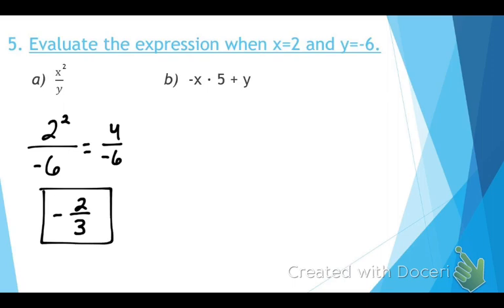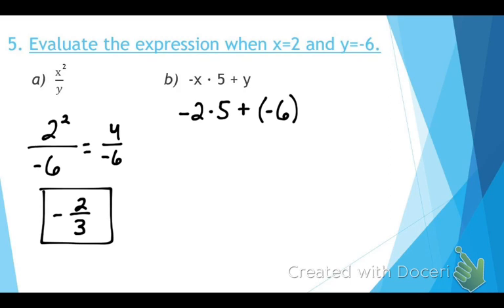Next one. Plug it in, plug it in. Instead of negative x, what will I have? Instead of x, you have negative 2 times 5. And what do I add? Plus y, which is negative 6. Please make sure you plug everything in first. Now, I don't want you to do the work in your head. I want to see it written out like this, okay?